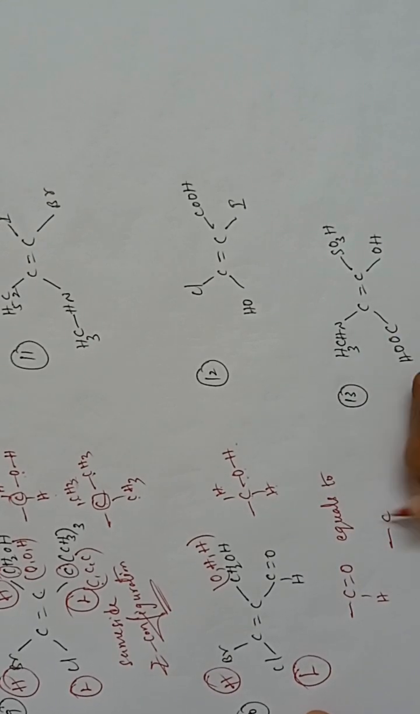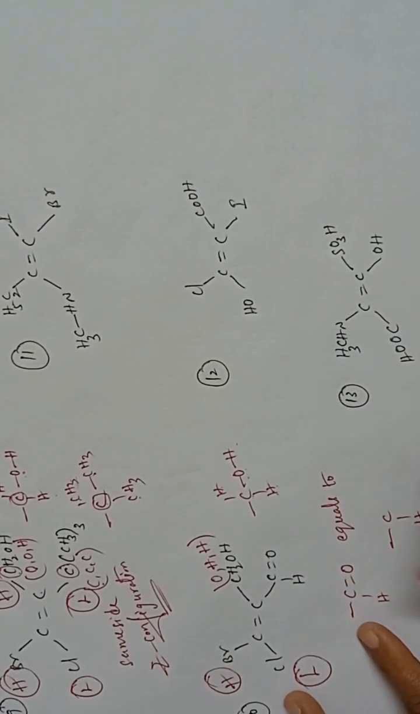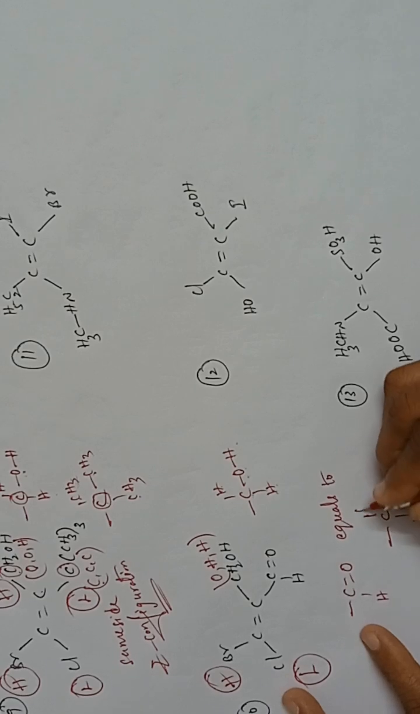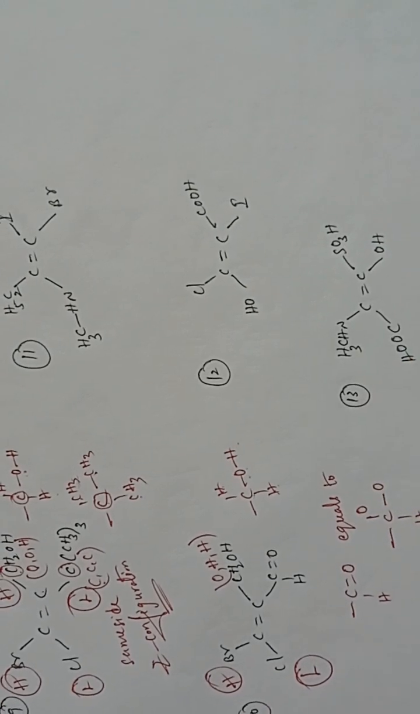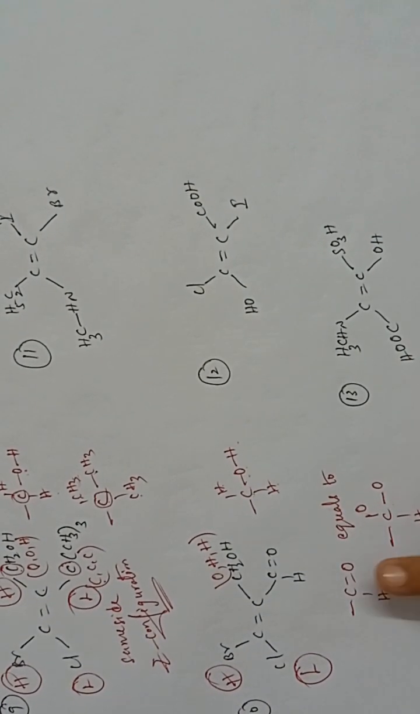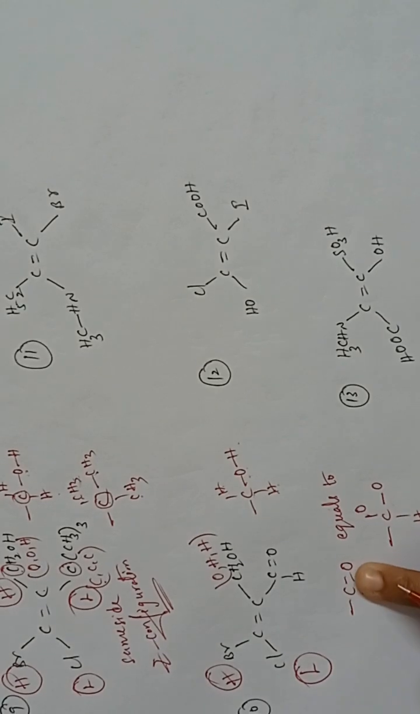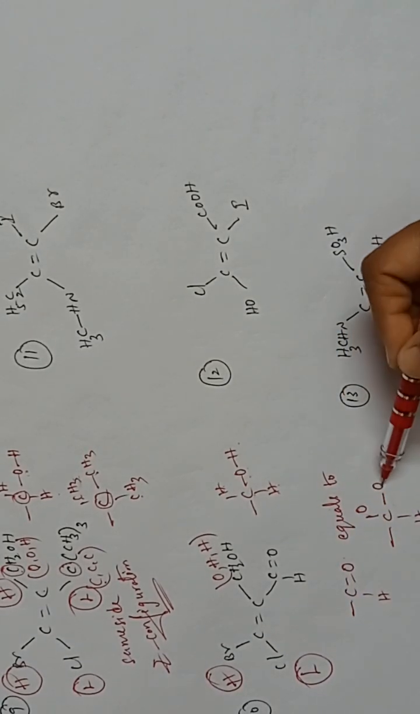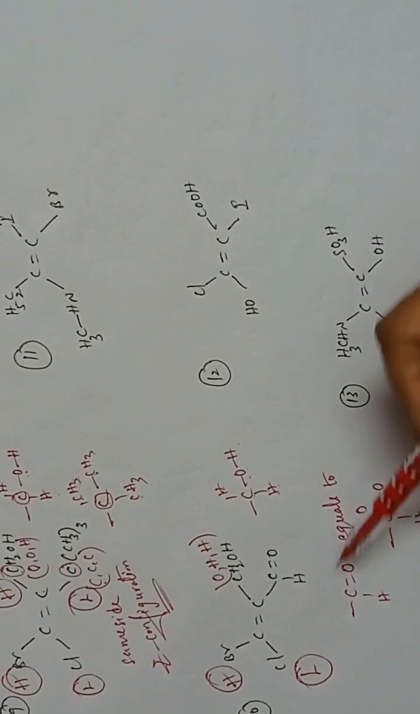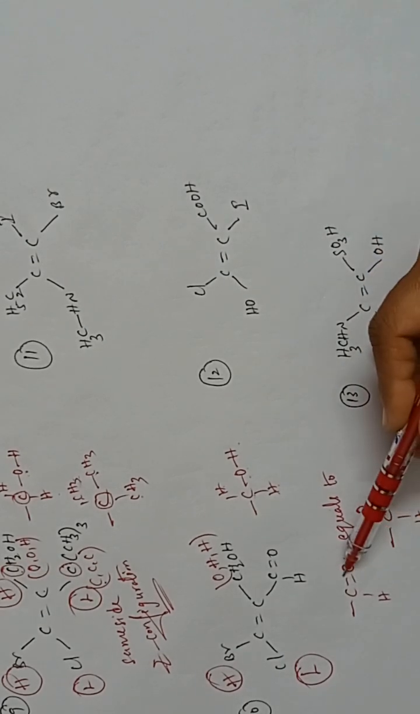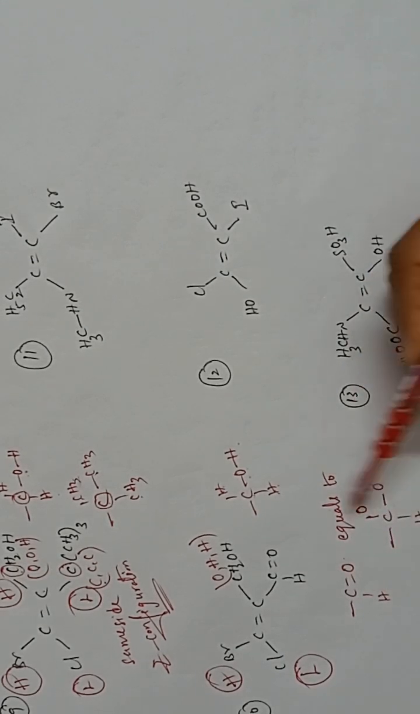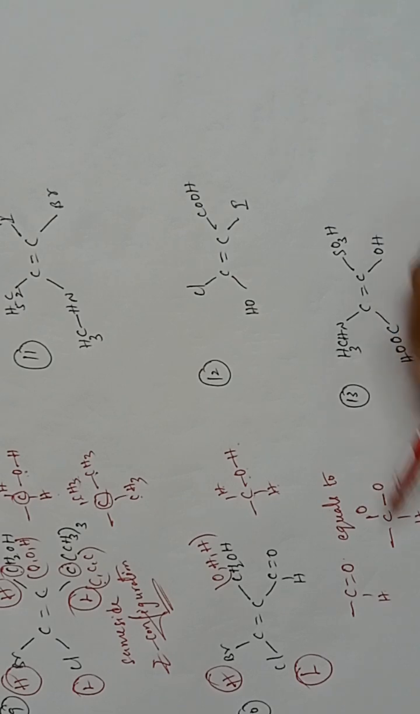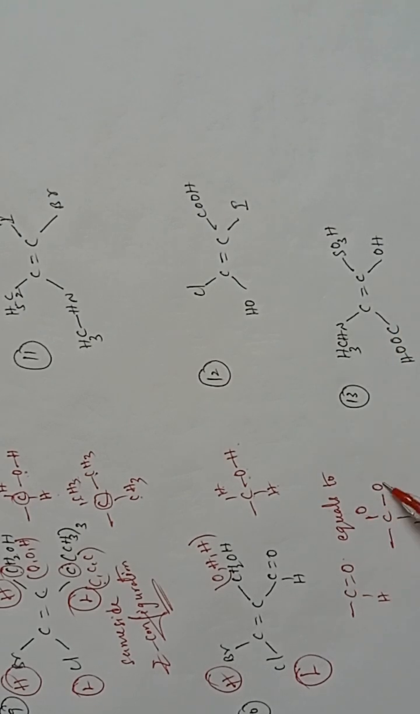C, CH, double bond O, we can write it as single bond O, single bond. We have to separate the double bond O, that means a double bond O equals two oxygen atoms. We have to write like this: C double bond OH equals C single bond O, single bond O. That means the double bond we have to separate.